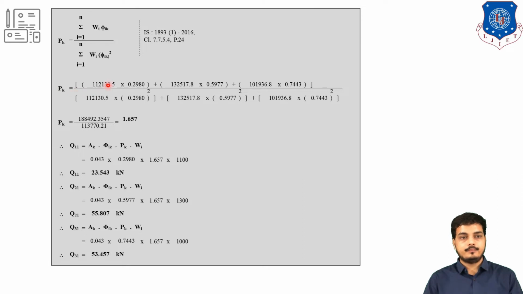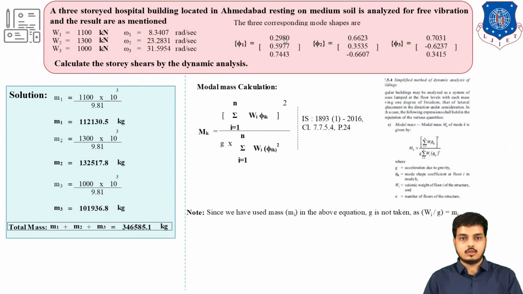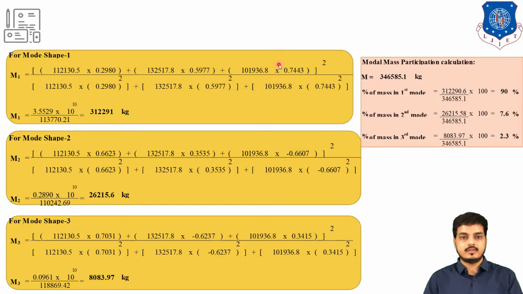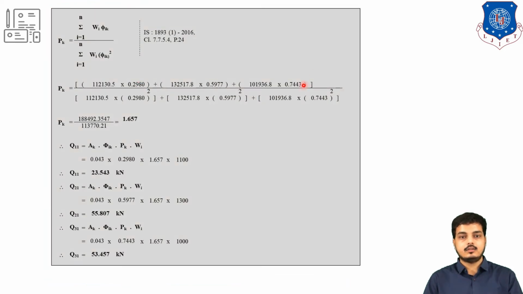So Pk equals mass 1 into phi ik, mass 2 into phi ik, and mass 3 into phi ik. This is the same phi 1 values because we are using it for mode 1. Instead of weight, I am using mass here, and divide by phi ik, the whole square. So on the three places we are using phi ik the whole square. Here all the values of phi 1 we have used: 0.29, 0.59 and 0.7, over here 0.29, 0.59, 0.7.